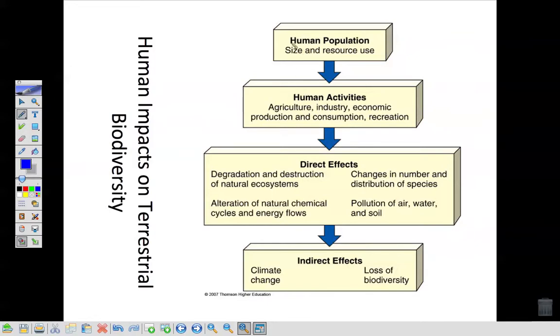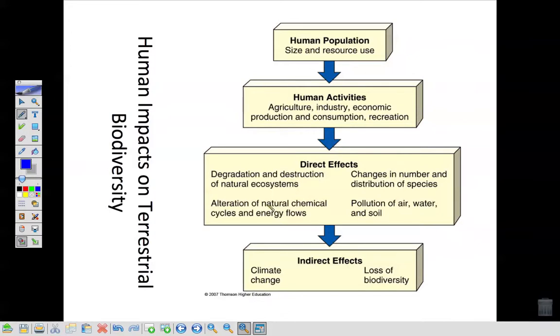Okay, so as the human population increases in size and increases in its resource use, our human activities also increase, right? Agriculture, industry, economic production and consumption, recreation. So direct effects are degradation and destruction of natural ecosystems. So the difference, right? Degradation is to make it worse, whereas destruction means to get rid of it.